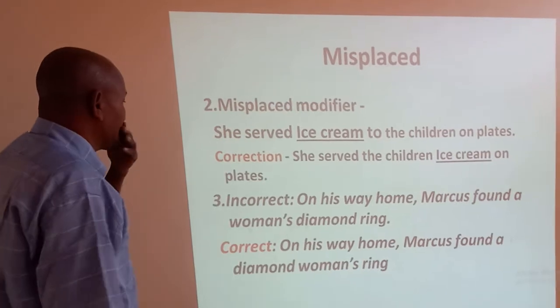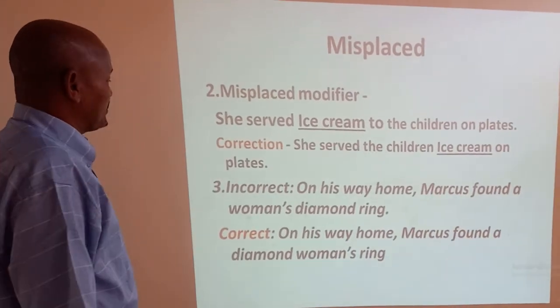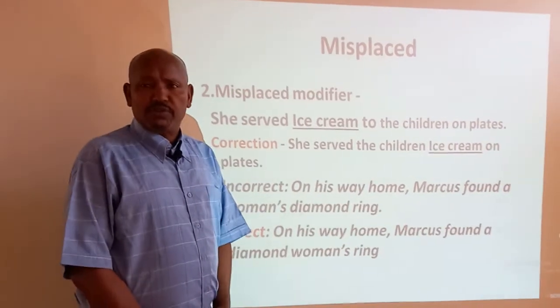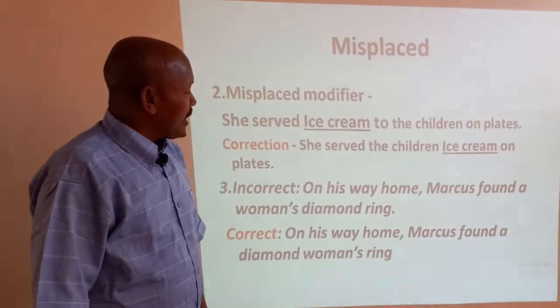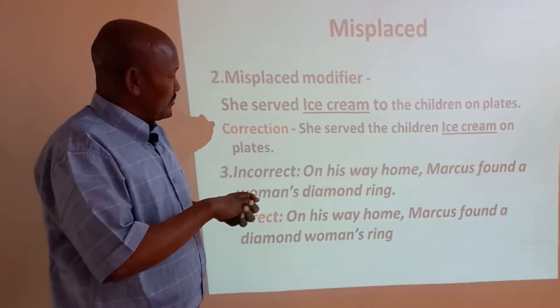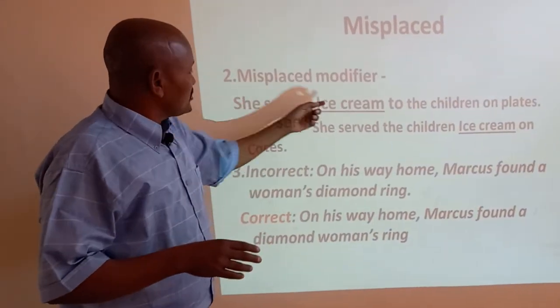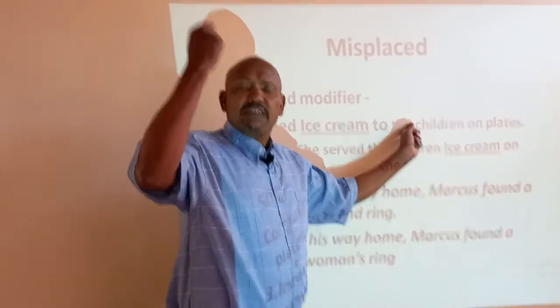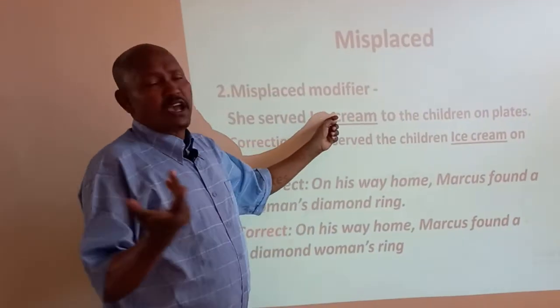Another example here. She served ice cream to the children on plates. Well, what does ice cream mean? It's a kind of food, yes? Sweet food. So what does it want to modify? You know, ice cream. Where do I put ice cream? To the children? To the children, which is a prepositional phrase, doesn't want to modify an ice cream, a kind of food.